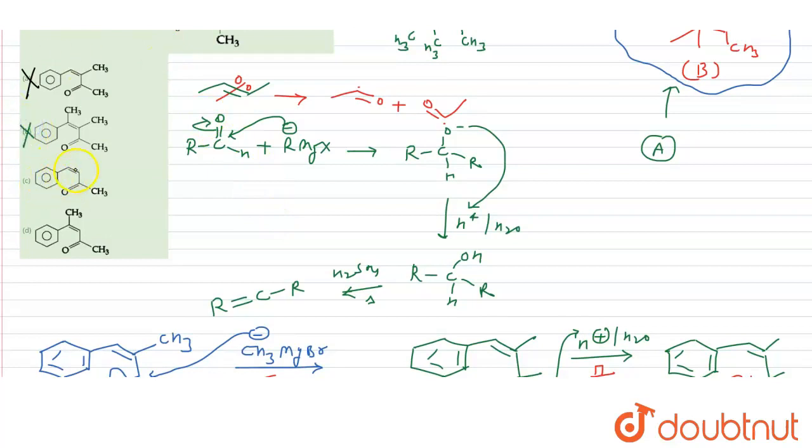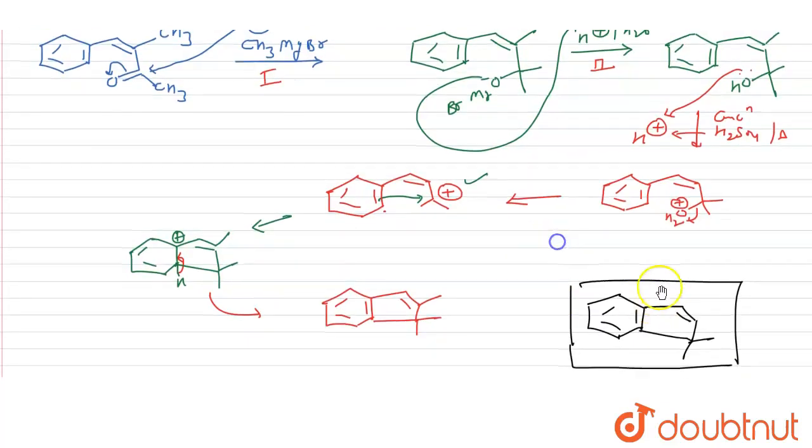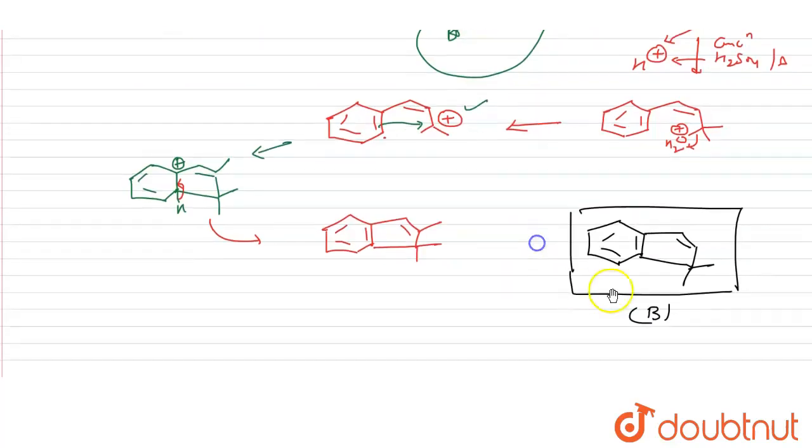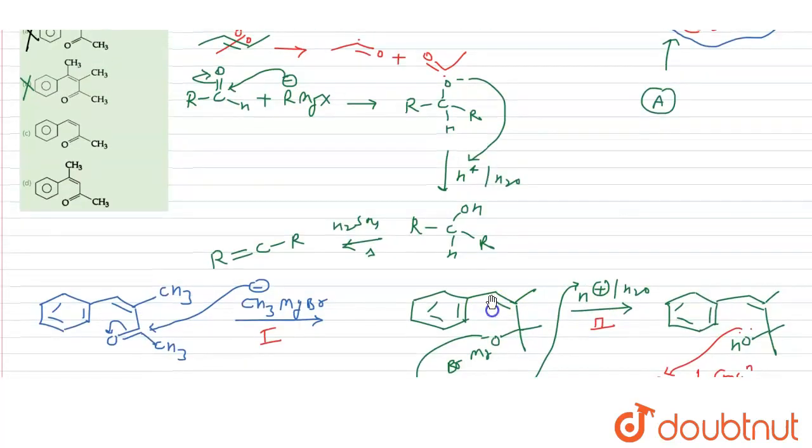Now you can see here, across the double bond there is no methyl substitution, and the reaction is taking place at this center. That means this part is unaffected, and in the product we are getting this part. So the product will be from here. So this must be our answer.